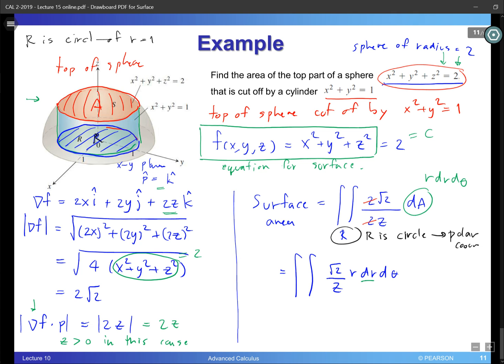Now let's take a look at this region R. I'm not going to make the same mistake as the last example again. So this R sweeps from radius equal to 0 all the way to radius equal to 1. So radius starts from 0 and ends at 1. Alright, and theta sweeps from theta equal to 0 all the way back here. That is 0 to 2 pi.